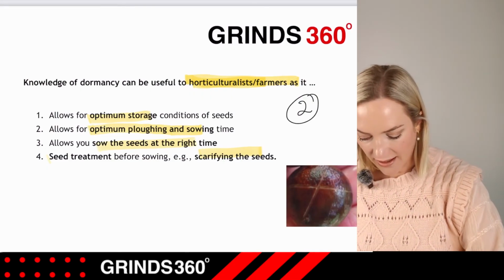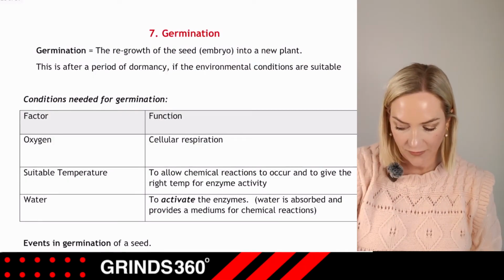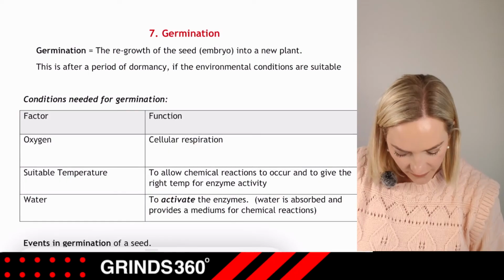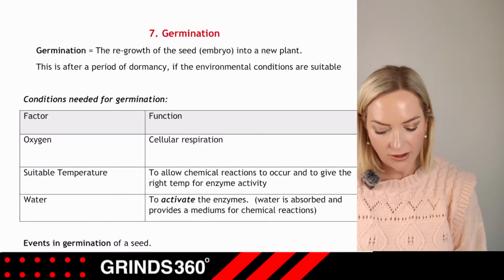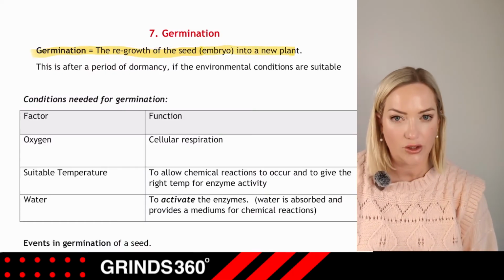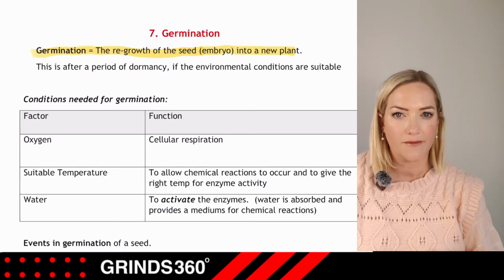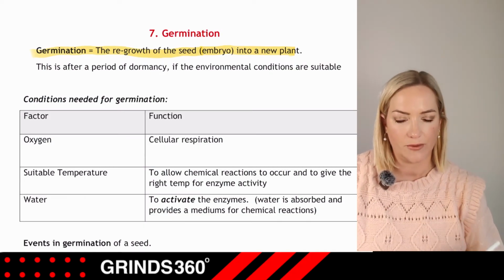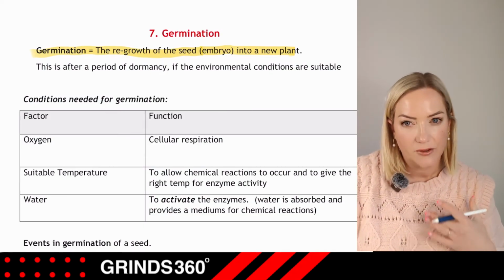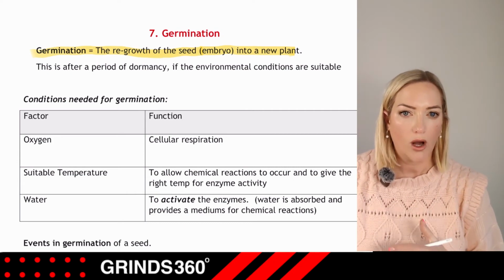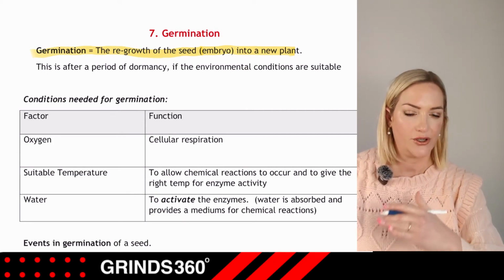Now, this brings us on to germination. Germination is the regrowth of the seed into a new plant. This will happen after a period of dormancy when conditions are suitable. So what are the conditions needed for germination? We need oxygen, a suitable temperature, and water. But why do we need oxygen, a suitable temperature, and water?